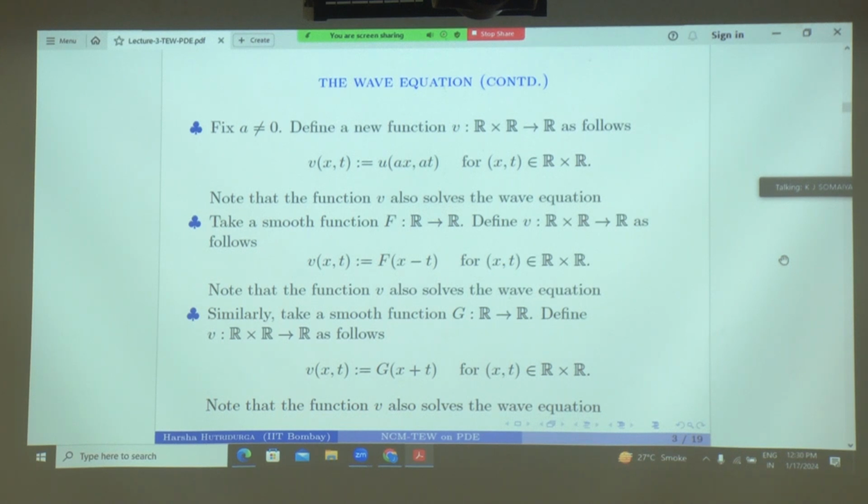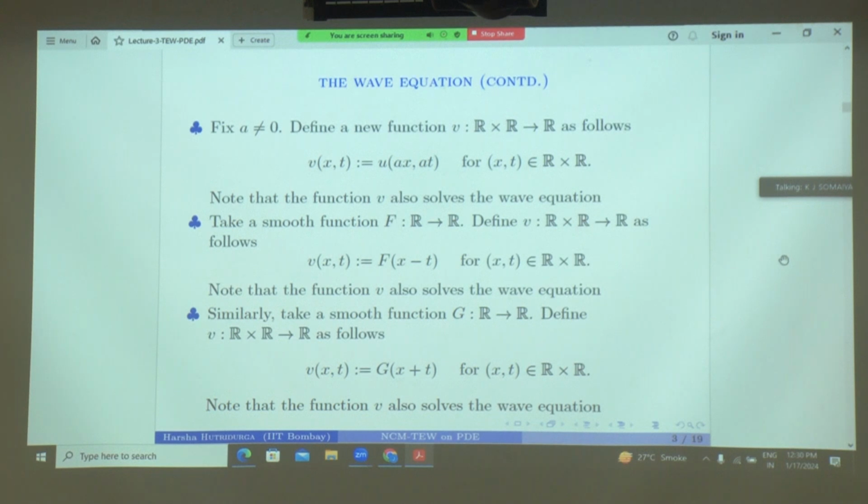So if I call u of x comma t this new function, an arbitrary function f evaluated at x minus t plus another arbitrary function g evaluated at x plus t, from whatever we have been convinced so far, this will also solve the wave equation. Okay? It turns out that a general solution to the wave equation should look like this. That we will see later on in the afternoon's lecture.